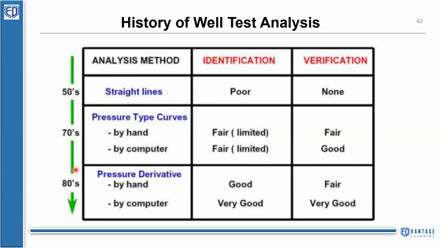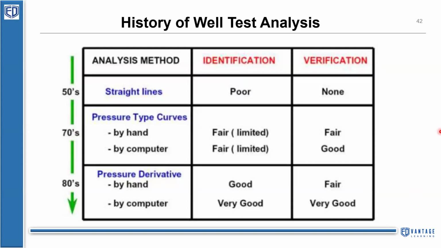In the 70s to 80s, we have type curve analysis. The identification of type curve analysis is fair by hand and fair by computer, and verification is fair by hand and good by computer. In the late 80s, we have the derivative: by hand it is good, and by computer it is very good. Identification is very good. When we verify the derivative, by hand it is fair, and by computer it is very good verification. That is the reason why we have several tools like Kappa Saphir, the typical best well test design tool in the entire world.